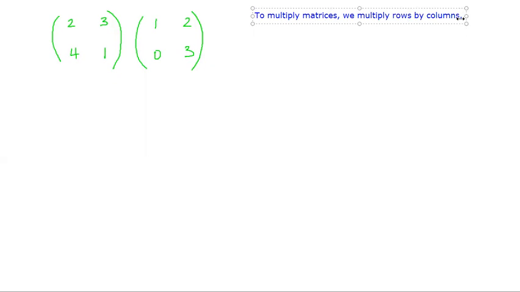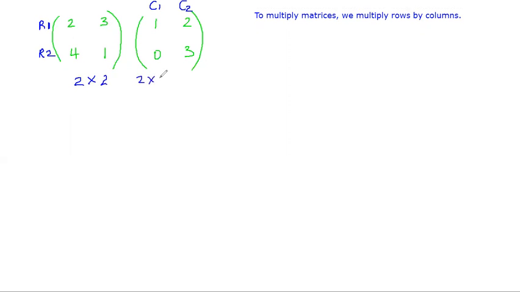Let's label our rows. I have a different color ink here. This row is R1, because this is row 1, and this row is row 2. So in this first matrix, I'm looking at the rows, and in the second matrix, I'm looking at the columns, column 1 and column 2. Remember I said we need to look at the compatibility. We looked at the compatibility and identified that it was compatible, right?